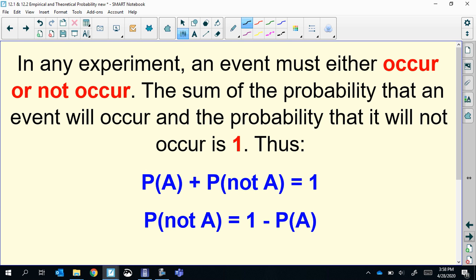In an experiment, an event must either occur or not occur. It's like a light switch being on or not on. It can't be both. So the probability of something happening plus the probability of it not happening will always equal 1. And then you can just solve that out a little bit if you wanted to, make a different equation. That's what we did here.